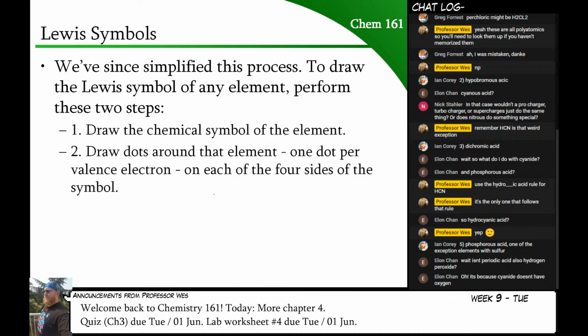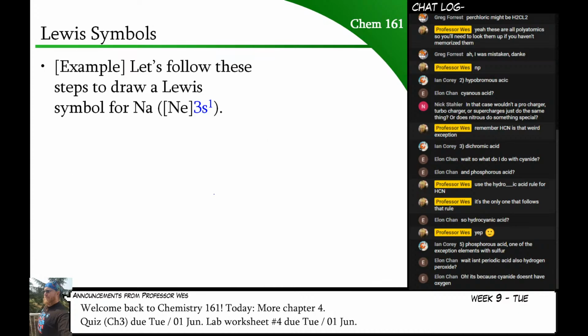So drawing the Lewis symbol of any element is very simple. We're going to start with elements and we're going to do entire molecules. But to do it for a symbol, it's a 2-step process. First, draw the chemical symbol of the element, whatever it is off the periodic table, just write it on your paper. And then step 2, draw a dot on each side of the element. There are 4 sides, top, bottom, left, and right. 1 dot per valence electron until you get up to 8. This could not be easier.